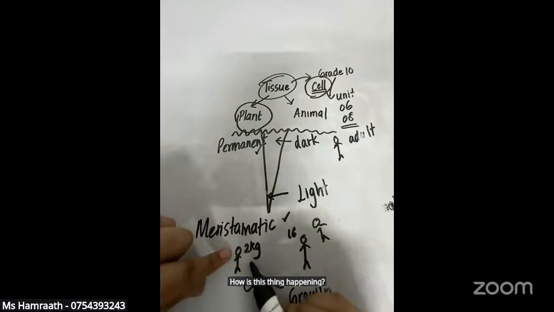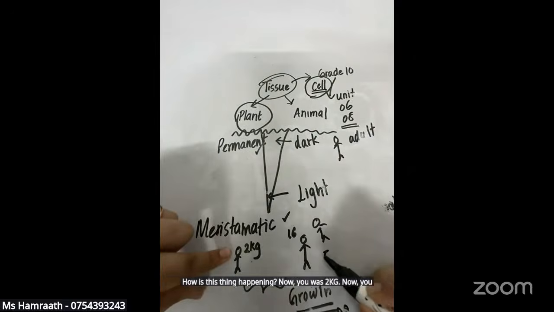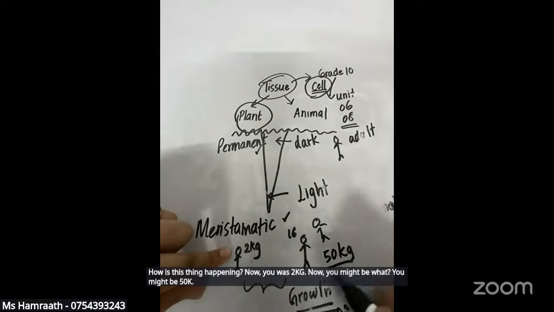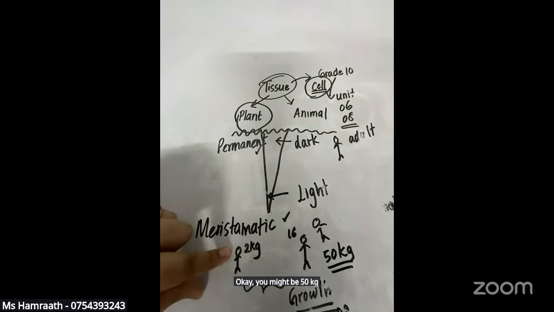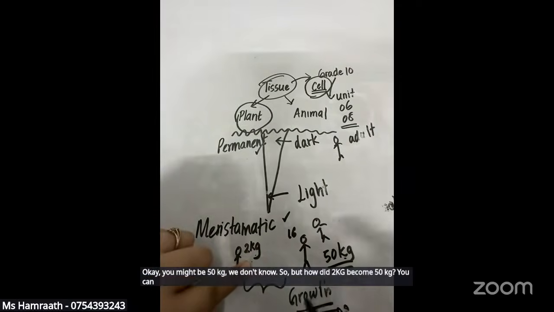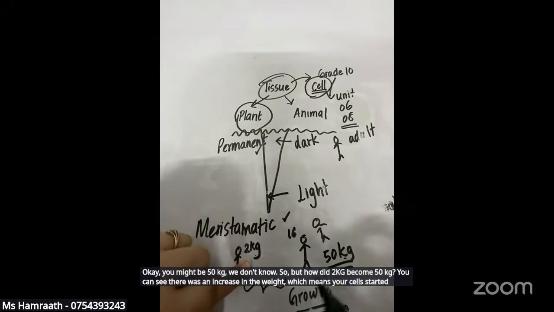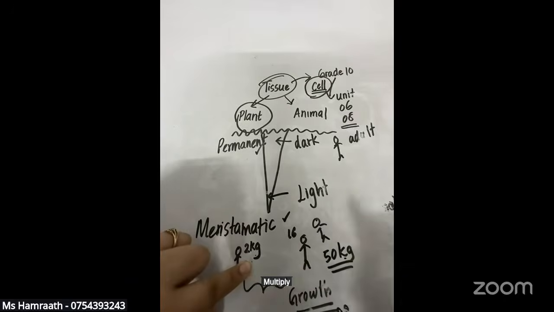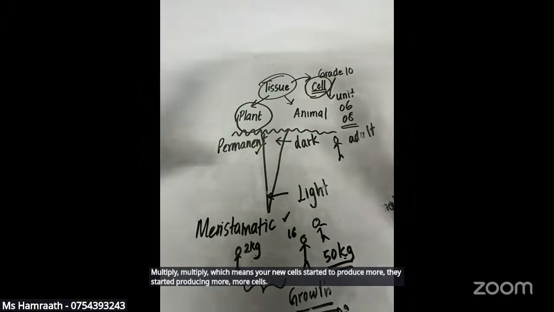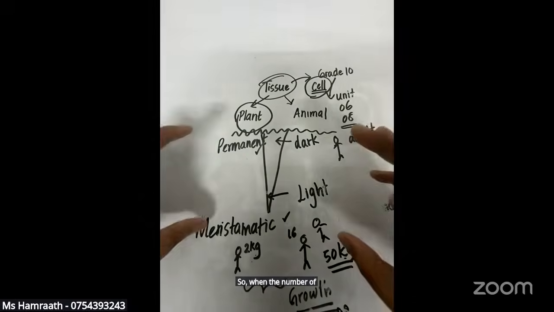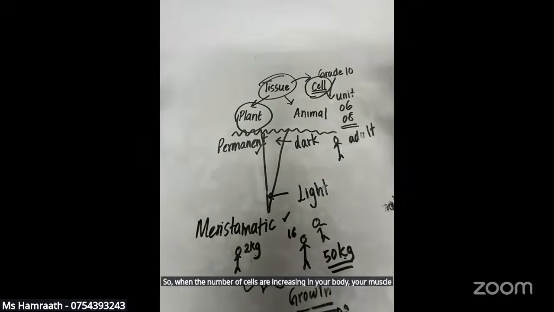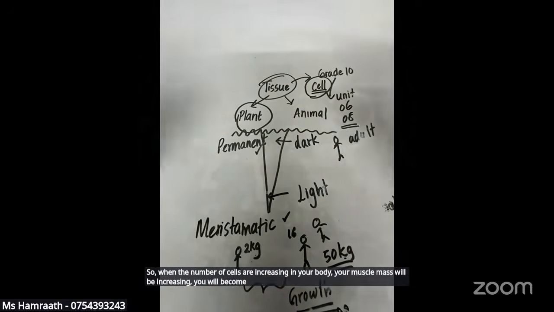Now you were 2 kg. Now you might be 50 kg. We don't know. But how did 2 kg become 50 kg? You can see there was an increase in the weight, which means your cells started to multiply, producing more cells. When the number of cells is increasing in your body, your muscle mass will be increasing. You will become bigger. So this is what is happening.